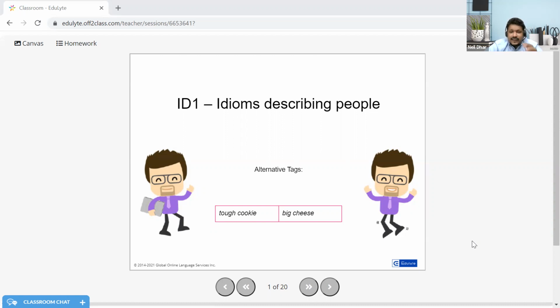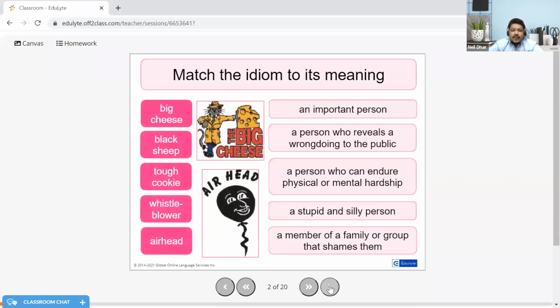The idioms that we are covering today are the ones describing people. The next idiom which we have is big cheese. Big cheese would ideally mean someone important. Let's look at the next slide to understand a few more of them.